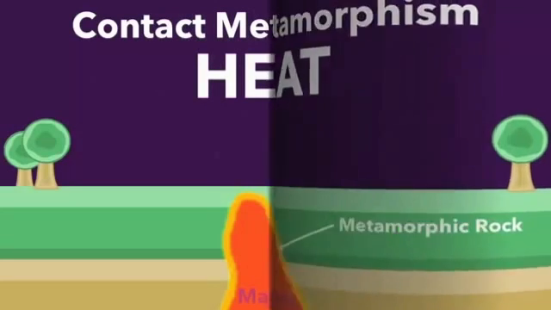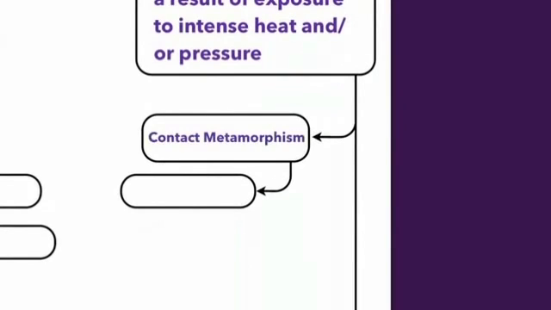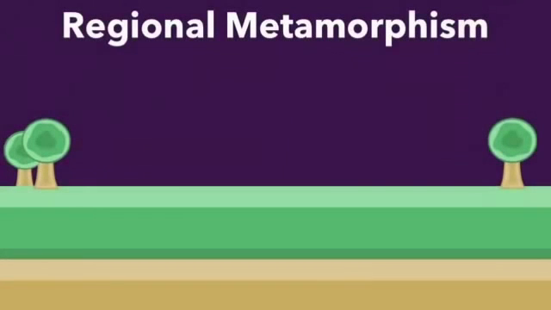Let's fill this in on our flowchart. Okay, so the first type is contact metamorphism, and this is caused by contact with heat. Whenever a rock comes into contact with magma or lava, it is burned, or metamorphosized, by that heat. But let's talk about the second type, regional metamorphism.